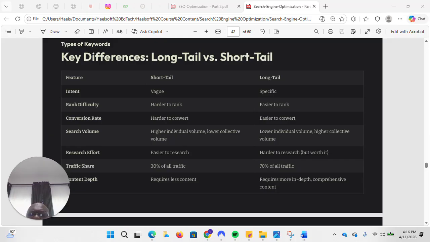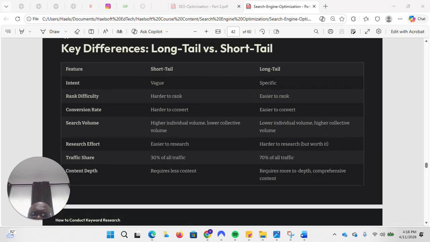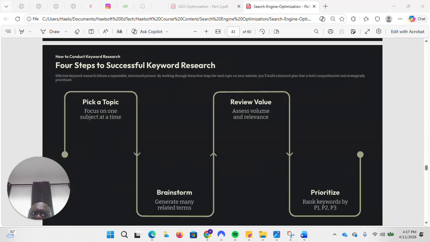Then research efforts: short tail is easier to research, while long tail is harder to research. Then in terms of traffic share, 30% of all traffic goes to short tail keywords, but 70% of search traffic goes to long tail keywords. And in terms of content depth, short tail keywords require less content, while long tail keywords require more in-depth and comprehensive content.